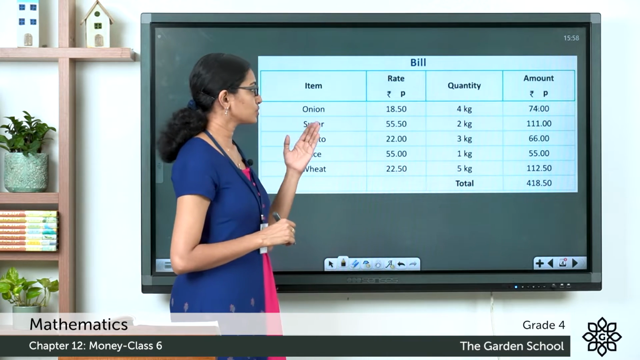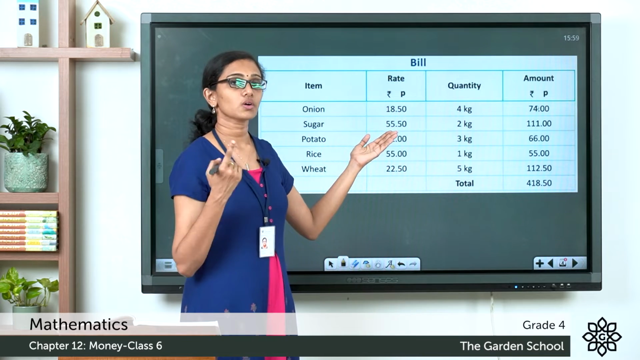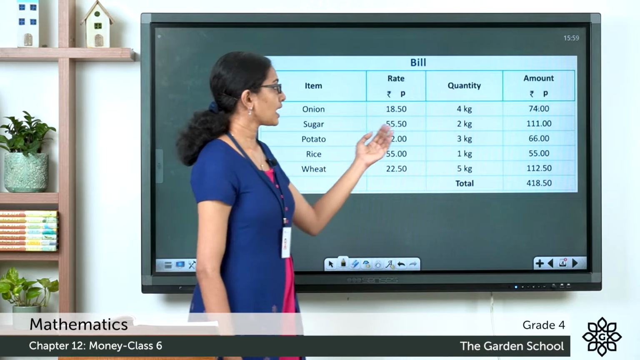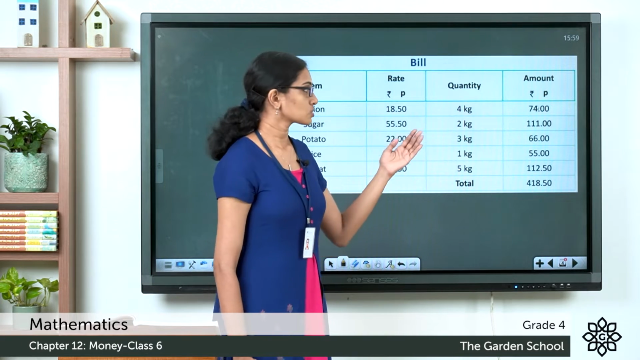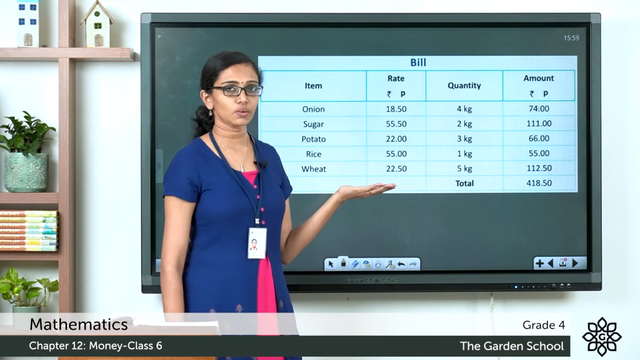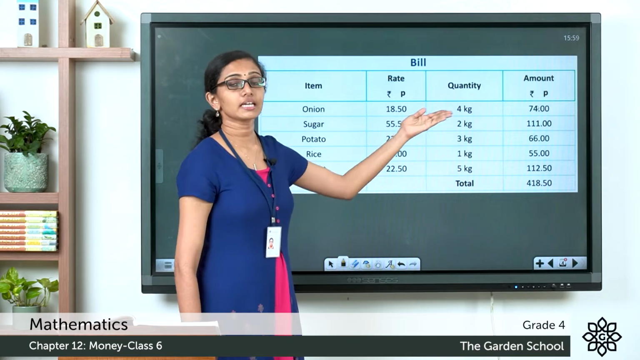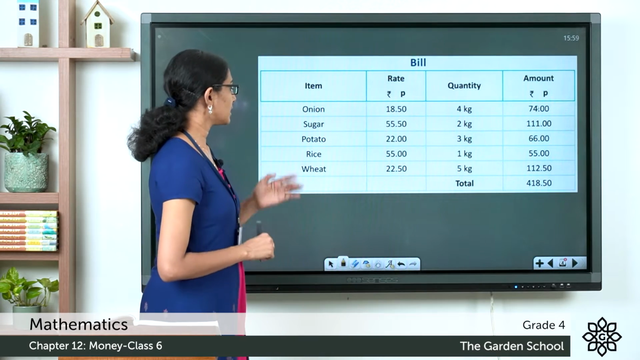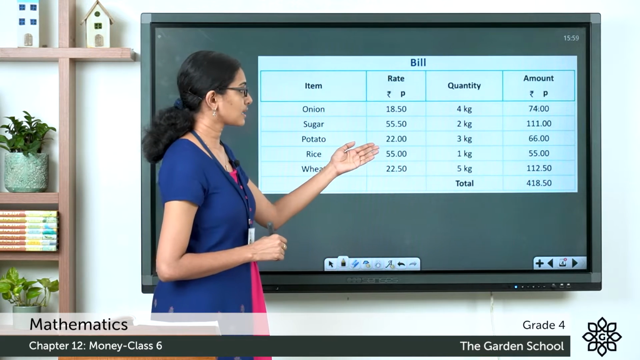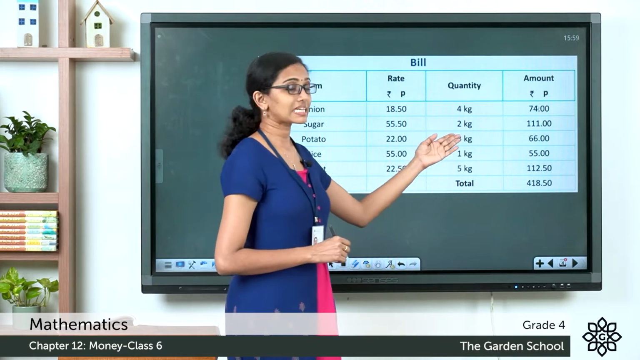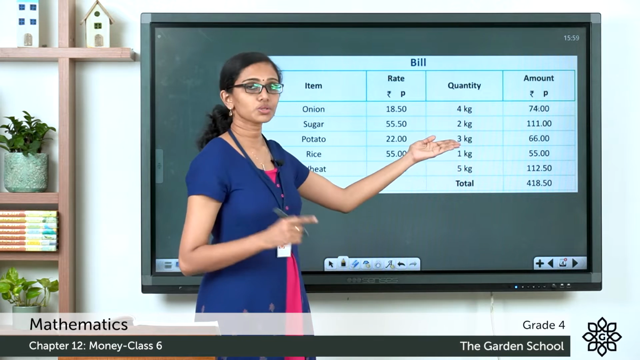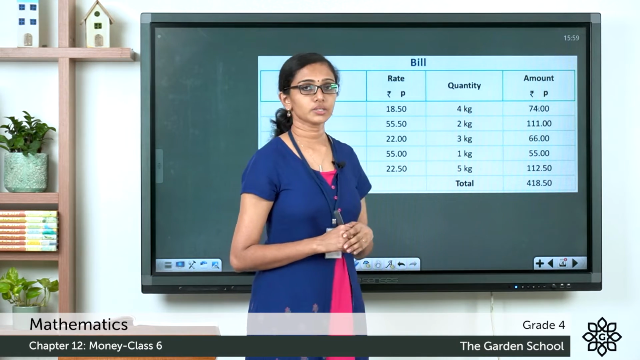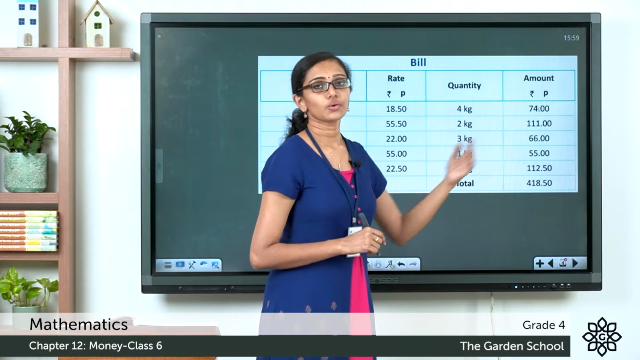Now the second item, sugar, the rate per item or the cost of 1 unit or 1 kilogram is 55 rupee 50 paise and the quantity he bought is equal to 2 kilogram. So the total cost of this sugar is equal to 55 rupee 50 paise into 2 kilograms, that is equal to 111 rupee. Now the third item, potato, and the rate per item is equal to 22 rupee. He bought 3 kilograms of potato, so the total cost will be 22 rupee into 3 kilogram or 3 into 22 rupee, which is equal to 66 rupees.